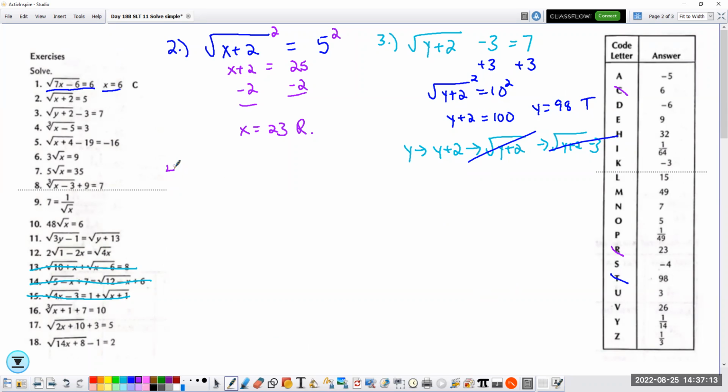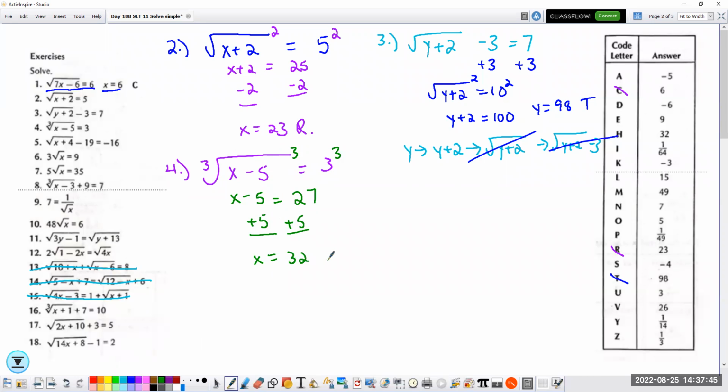All right, number 4, we've got the cube root of x minus 5 equals 3. I only have 2 operations happening here. The inside is the subtraction, the outside is the cubing, the cube root. So the first thing I'm going to do is cube both sides. 3 times 3 is 9, times another 3 is 27. And I'm going to add 5. And we've got x equals 32, which is letter H.